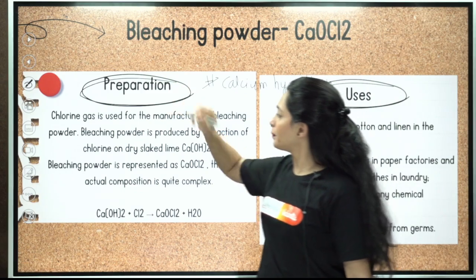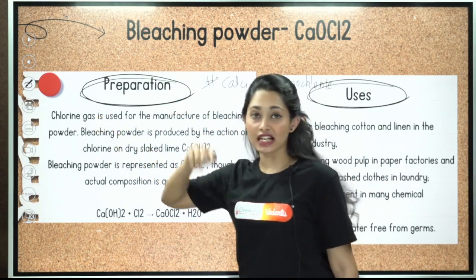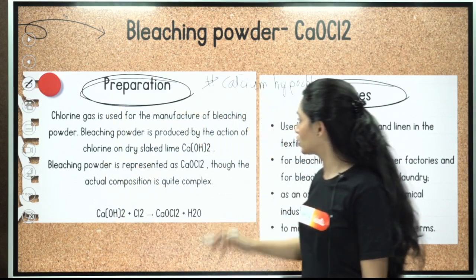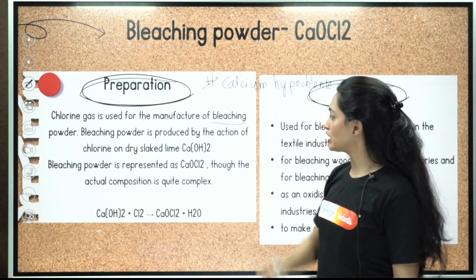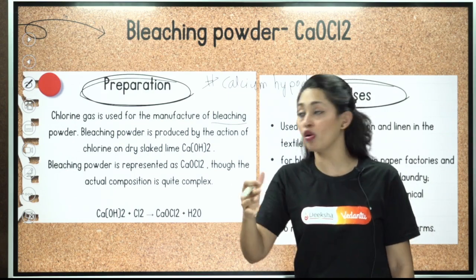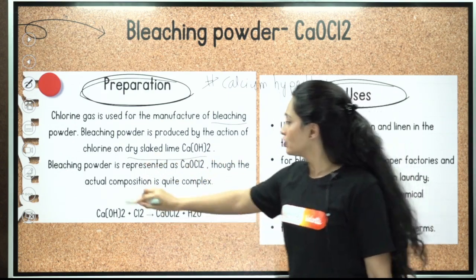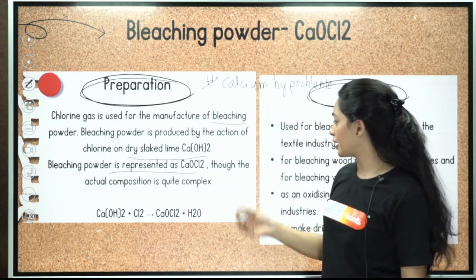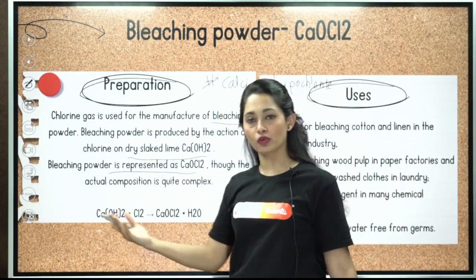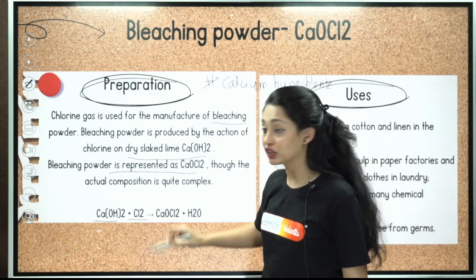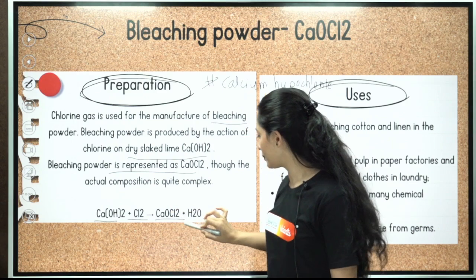Okay, so how do we prepare this? We have gotten chlorine gas from the chlor-alkali process, right, or any other process. So chlorine gas is used for the manufacture of bleaching powder. Bleaching powder is produced by the action of chlorine on dry slaked lime, that is calcium hydroxide. So bleaching powder is represented as calcium hypochlorite, though the actual composition is quite complex, as I already mentioned. So calcium hydroxide is made to react with chlorine gas to give calcium hypochlorite and water.